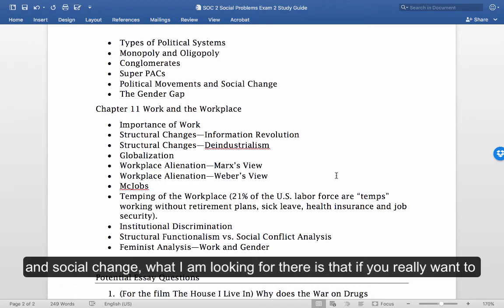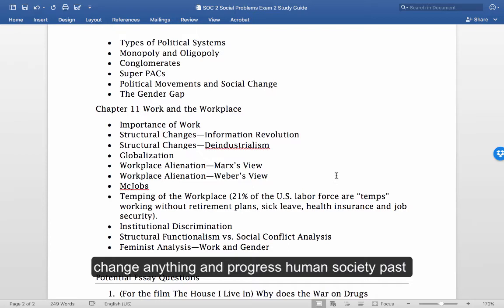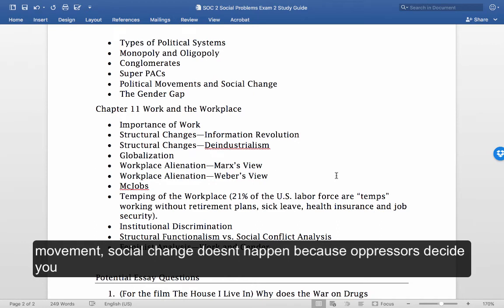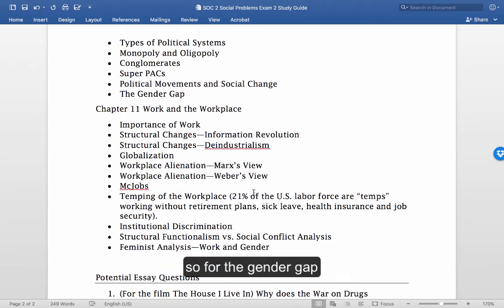Political movement and social change. What I'm looking for there is that, if you really want to change anything and progress human society past the status quo of normalcy, then you have to have some sort of political movement, right? Social change doesn't happen because oppressors decide, you know what, we'll just give someone rights.